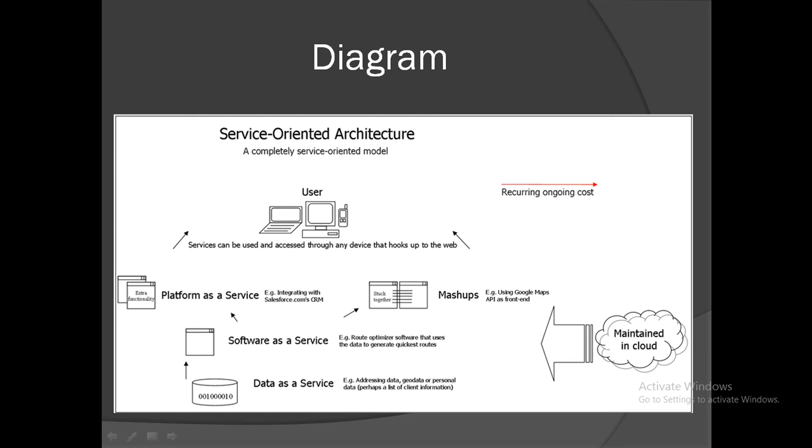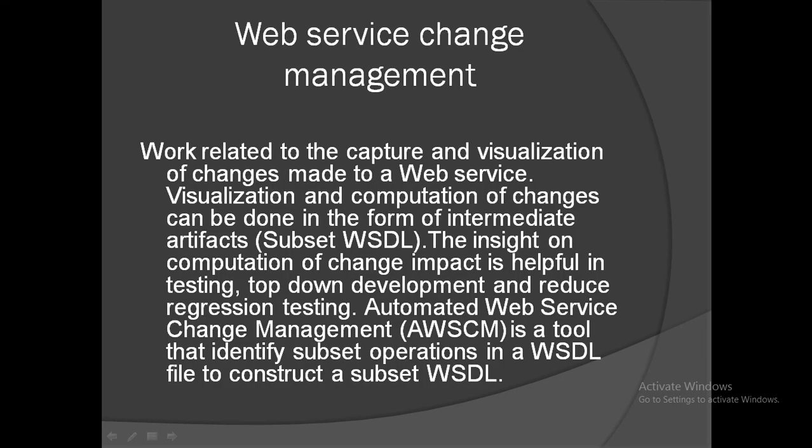Service-oriented architecture. This is for web services. So you see there are users, and there's some platform. Suppose there's data which is maintained in the cloud. So platform as a service. These are the mashups, stuck together. Software as a service can go both to the mashups and to the platform as a service. The software as a service basically comes from the data as a service, and the data at the very least can be divided into binaries, 0 and 1. So you can basically see the diagram.